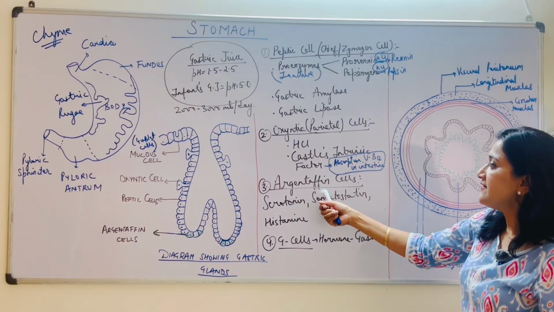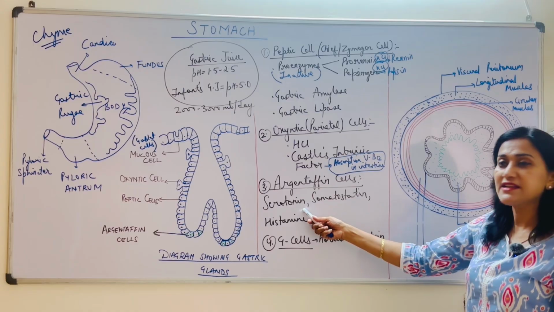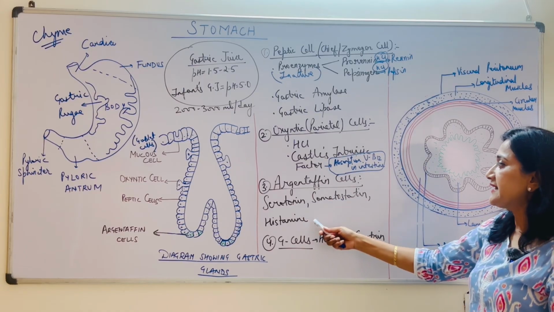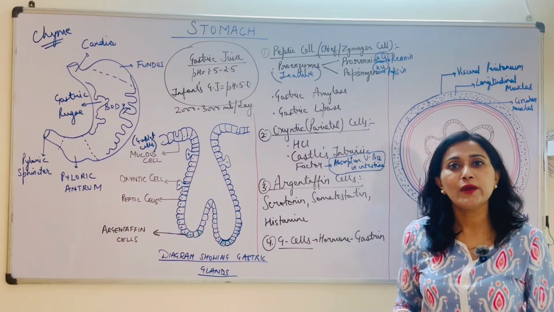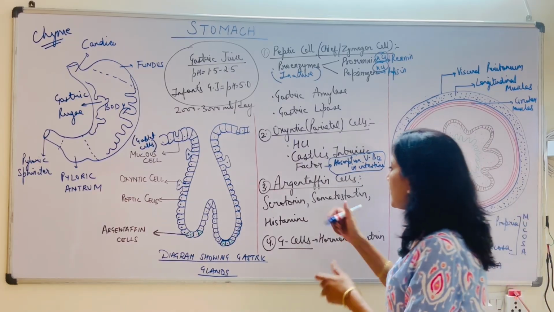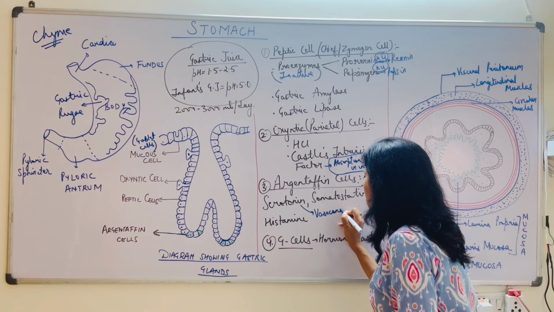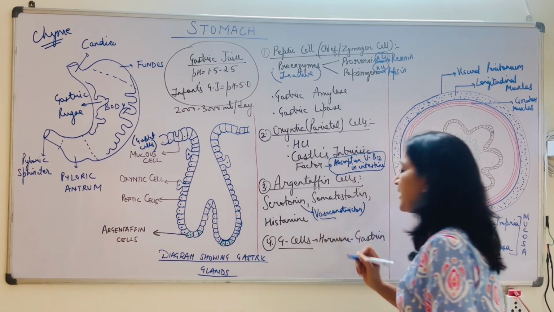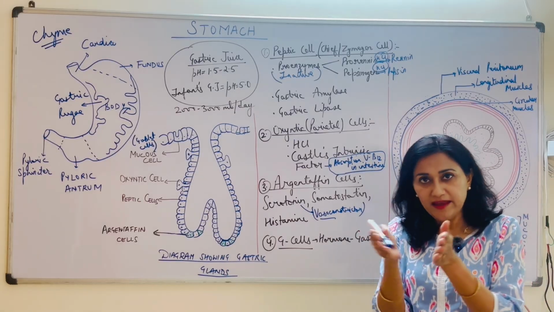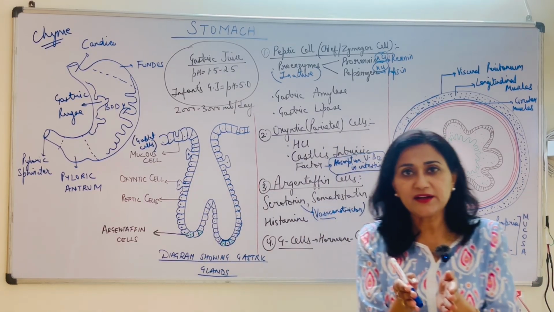Okay. Then next we have enterochromaffin cells. Enterochromaffin cells are producing serotonin, somatostatin and histamine. So as we know, serotonin is a vasoconstrictor. What is the meaning of vasoconstrictor? Vaso means blood vessel, constrictor means to make it a little narrower. So they help in the narrowing of the blood vessels.